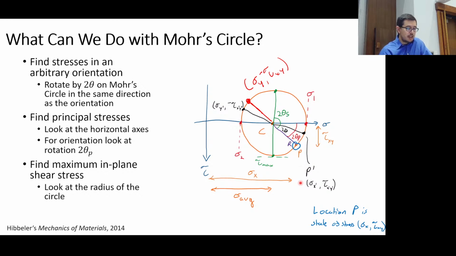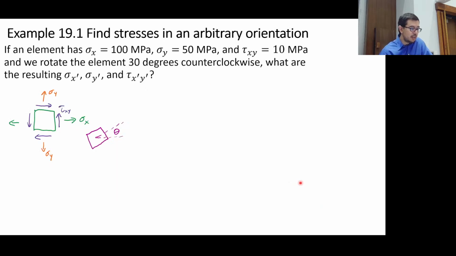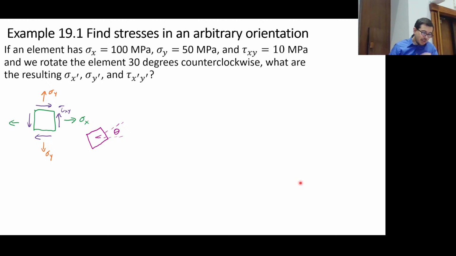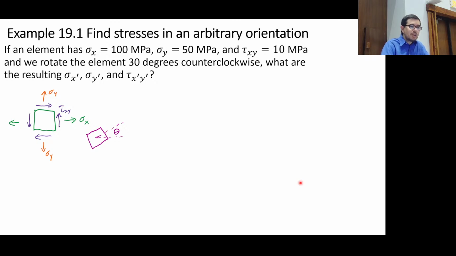Let's do an example then. All right. So the example here is: if an element has sigma x equals 100 megapascals, sigma y equals 50 megapascals, and tau xy equals 10 megapascals, and we rotate the element 30 degrees counterclockwise, what are the resulting sigma x prime, sigma y prime, and tau x prime y prime?